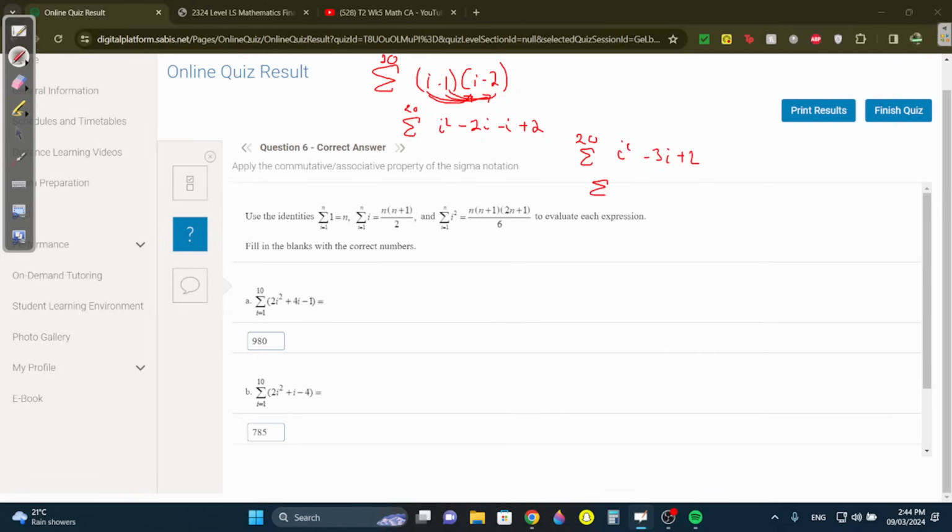This is the same as saying sigma I squared up to 20, minus 3 sigma I up to 20, plus 2 sigma 1. Why 2 sigma 1? Because we want it in terms of 1. So 2 times 1 is the same as 2 times sigma 1, up to 20. Sigma 20 I squared is n plus 1, 2n plus 1 over 6. N is 20, so 20, 21, 41.